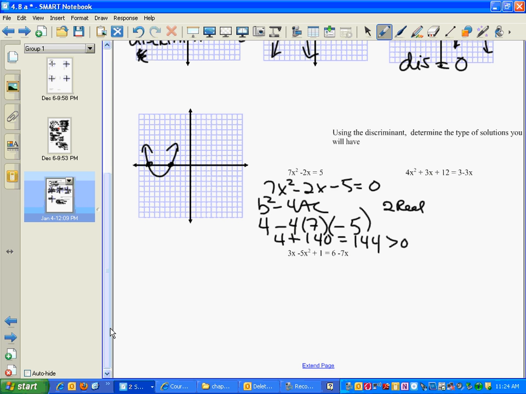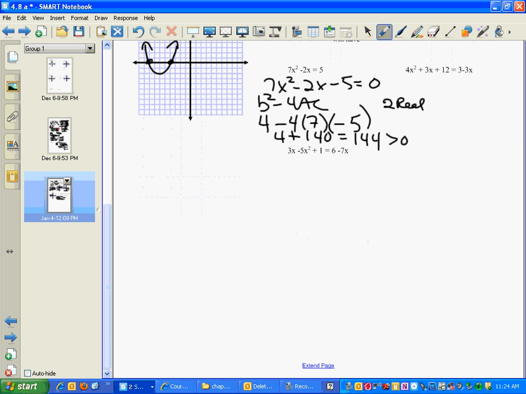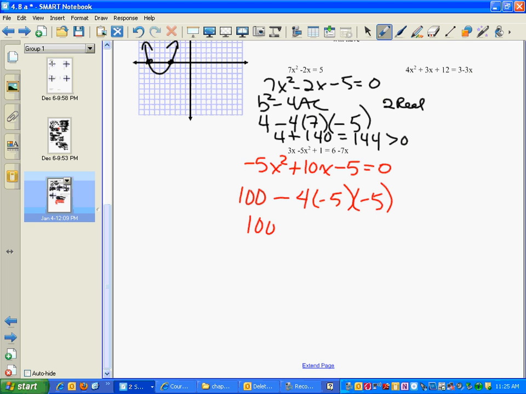Okay. Let's do this last one down here. This is not in the correct order to determine what the discriminant is. I get negative 5x squared plus 10x minus 5 equals 0 when I pull everything to the other side. Agreed? Yes? You good with this? Or did I make a mistake? Okay, so b squared minus 4ac is 100 minus 100, which equals 0. And yes, you can take 5 out if you would have noticed that.